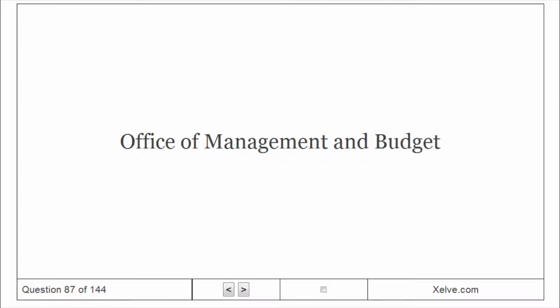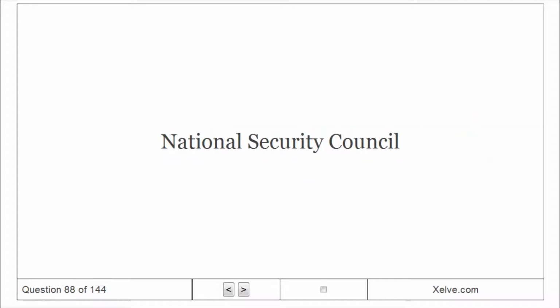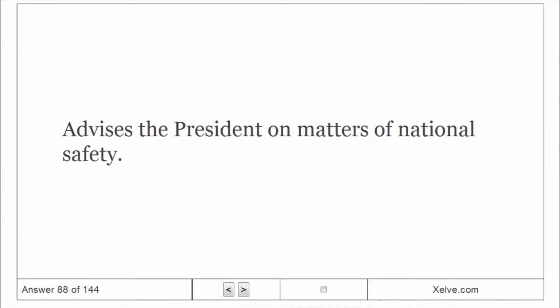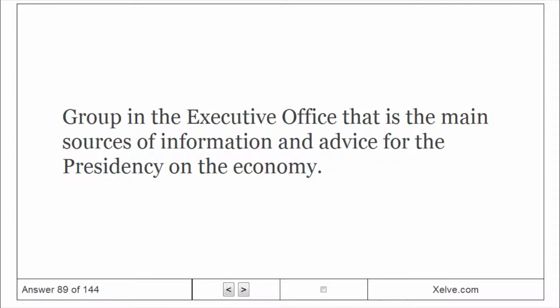Office of Management and Budget. Agency whose major task is to help the President coordinate legislative and budgetary proposals from the executive branch. National Security Council. Advises the President on matters of national safety. Council of Economic Advisers. Group in the executive office that is the main source of information and advice for the presidency on the economy.